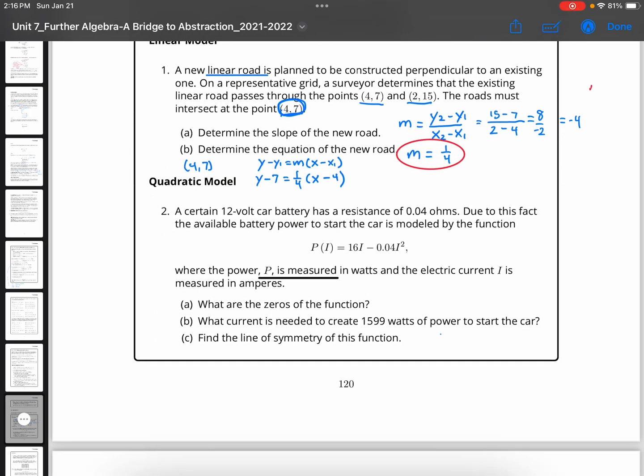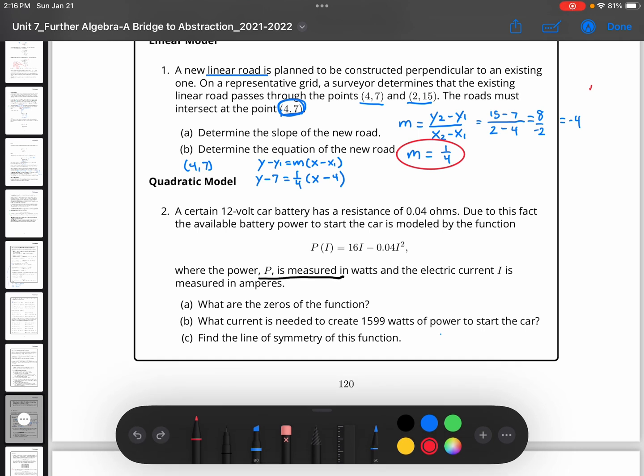Power P is measured in watts, and the electric current is measured in amps. Now the very first question is very simple. It just asks what are the zeros of the function.